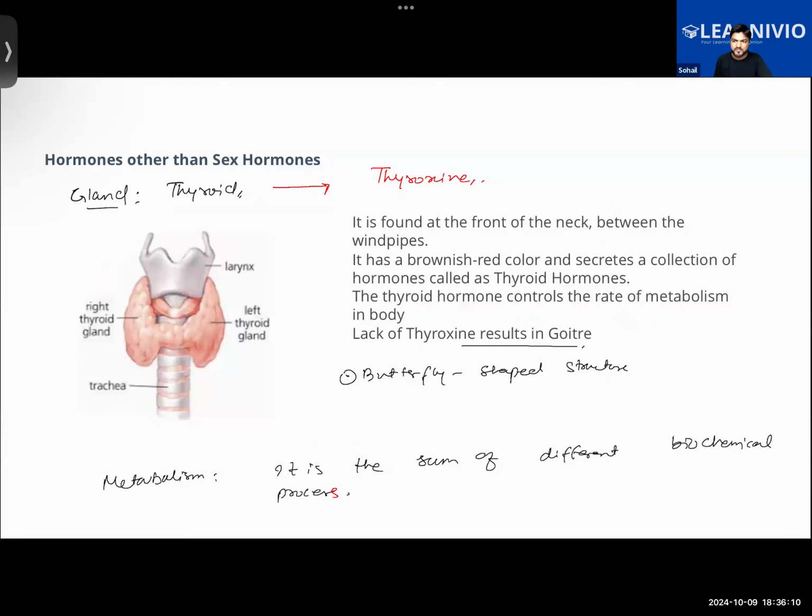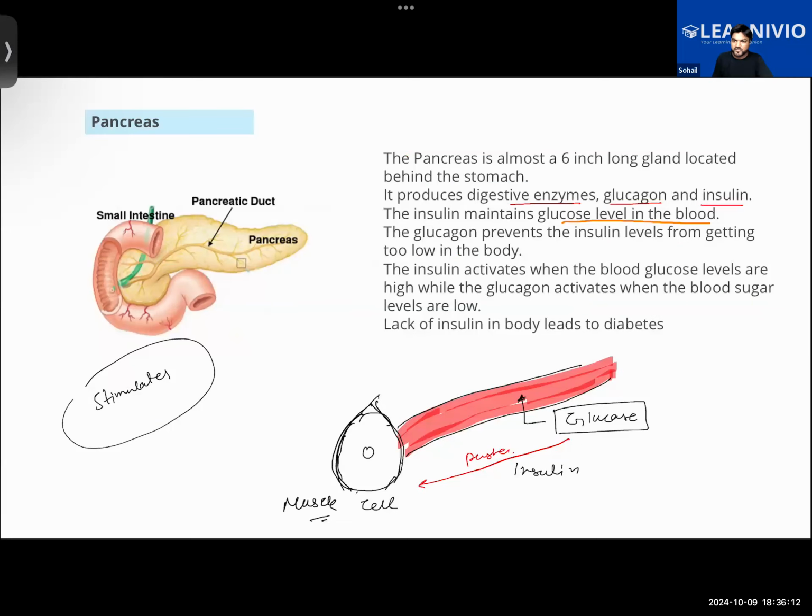Answer one question, all of you. Tell me what is the main secretion of the thyroid gland? What is the name of the hormone secreted by the thyroid gland? Thyroxine. Others also answer this.